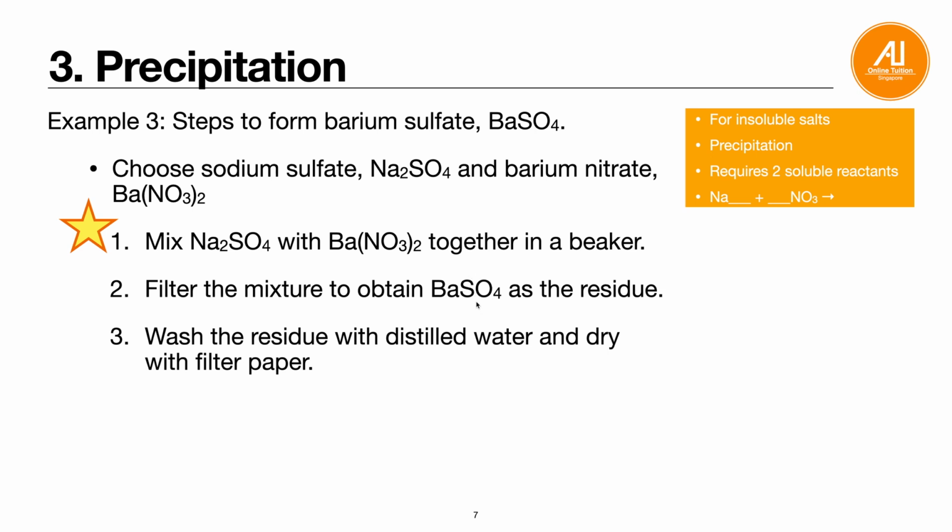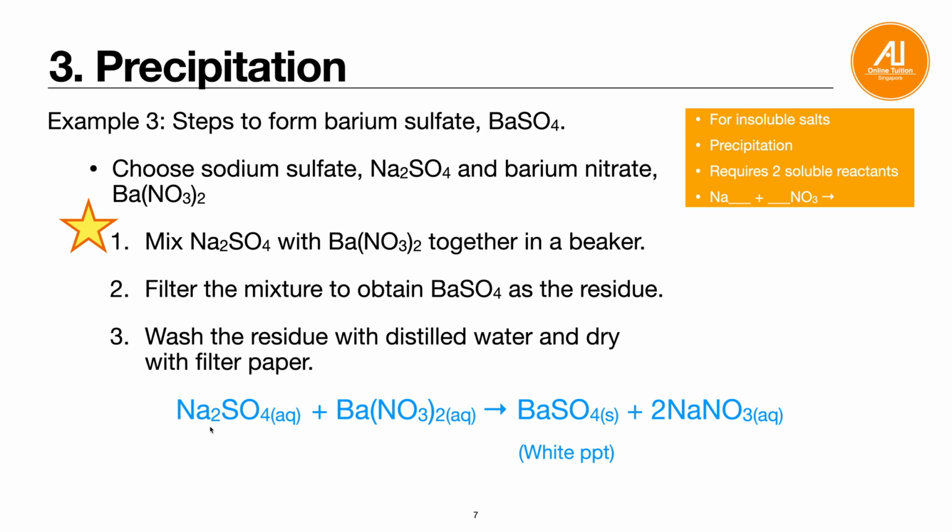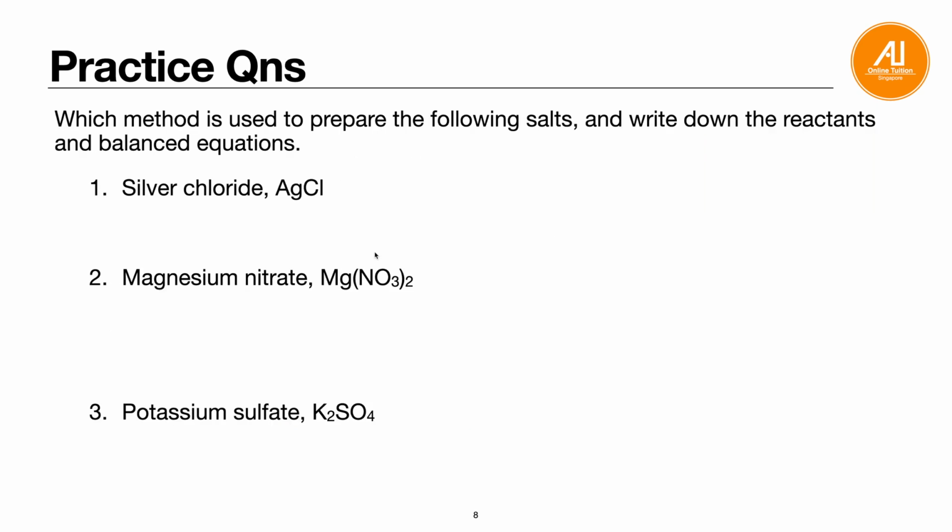Okay, barium sulfate. And then the balanced equation: sodium sulfate plus barium nitrate give you barium sulfate plus sodium nitrate. So you realize that barium sulfate in this case is a ppt, a solid. So you can remember these 3 steps as the template answer for precipitation. Just change the reactants accordingly to your question.